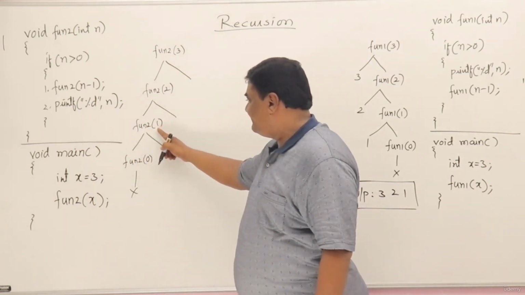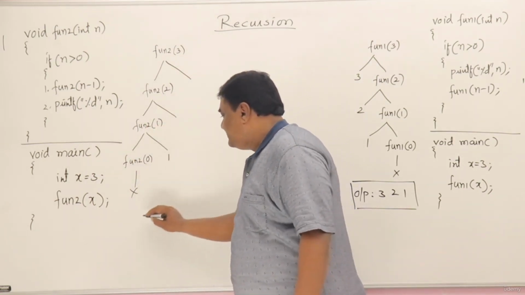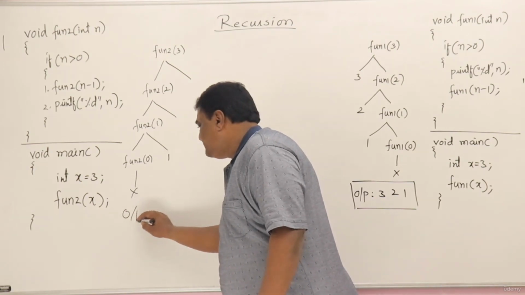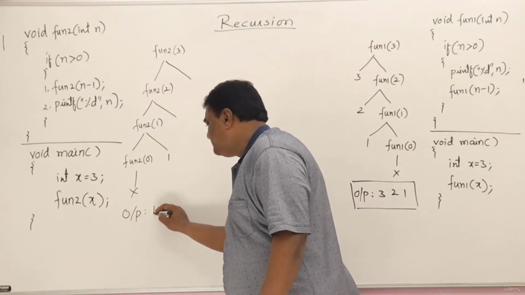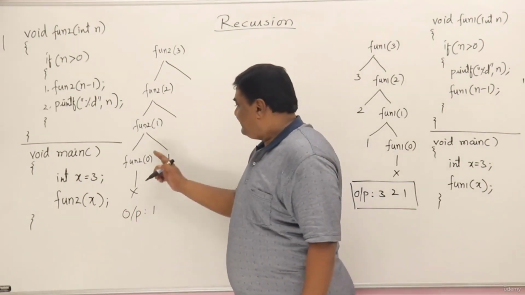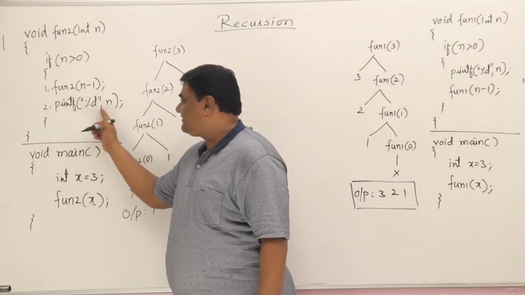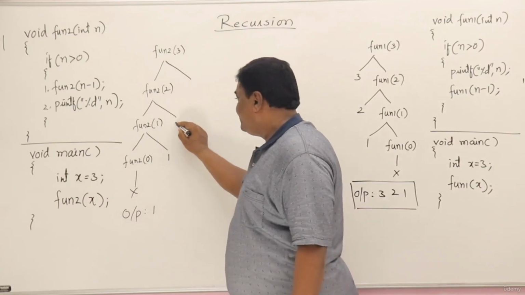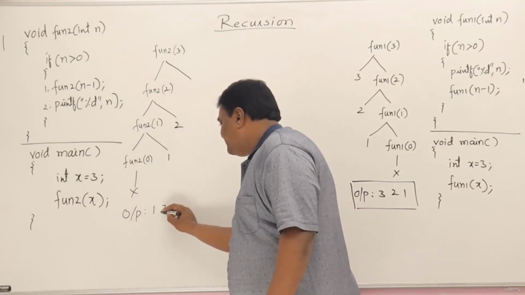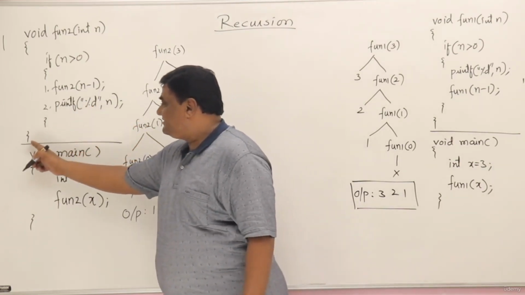So what is the n value? 1. So it will print 1. So the first output is 1. Then it will go back to this previous call. And the second thing that is remaining here is printing. It has to do the printing. So the value 2 is printed. Then this will come out of this and finish.